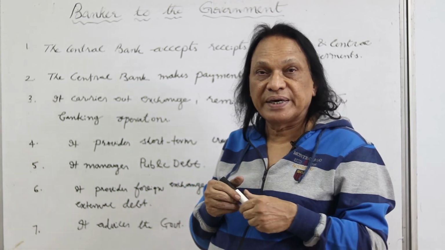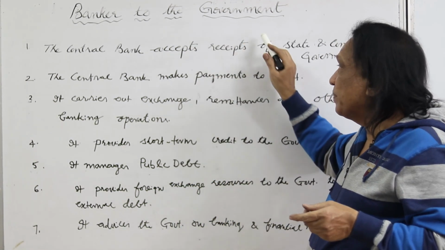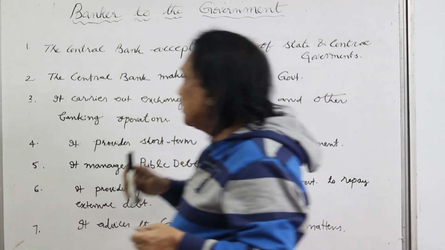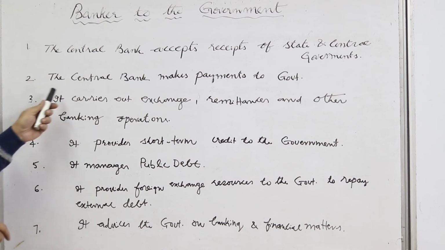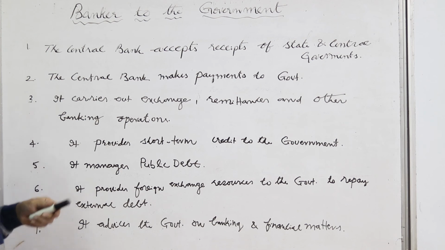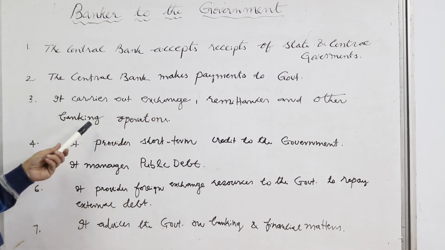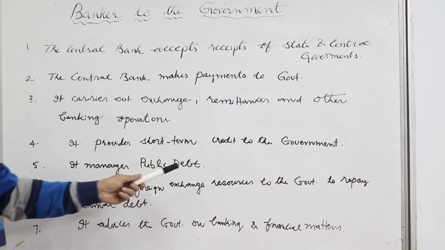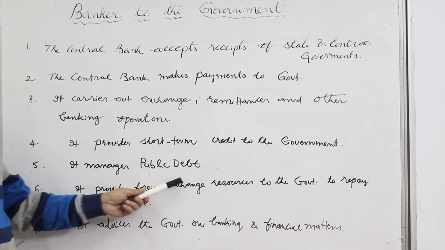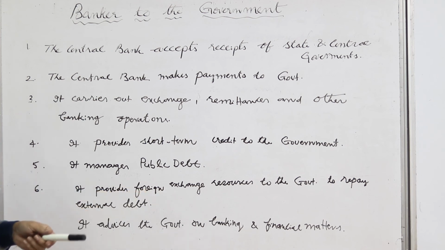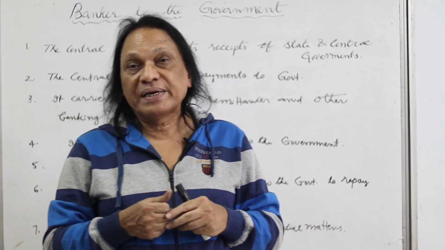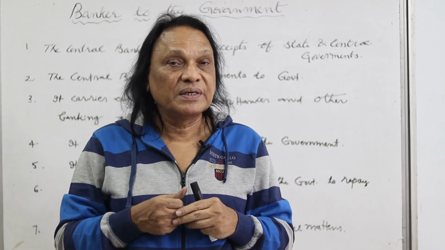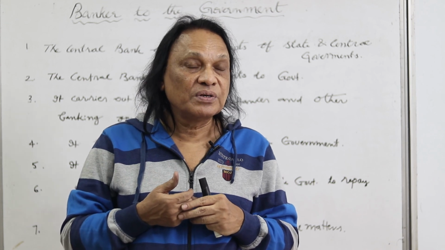So we repeat once again the headlines here. Banker to the government, this is the second function of the central bank. The central bank accepts receipts of the state and central governments. The central bank makes payments to the government, carries out exchange, remittances and other banking operations. It provides short-term credit to the government. It manages public debt. It provides foreign exchange resources to the government to repay external debt. And the last point, it advises the government on banking and financial matters. So that's why we call it, the central bank is not the public's bank. It is the banker to the government.